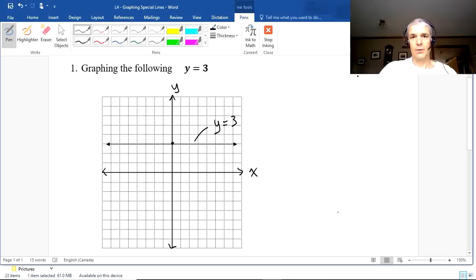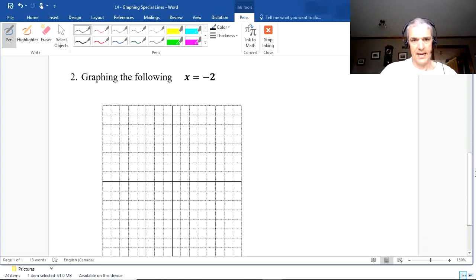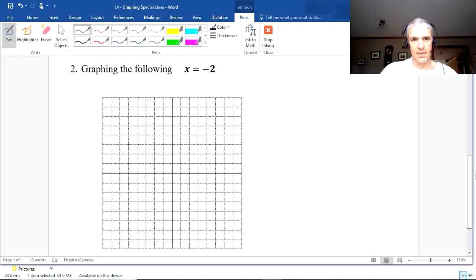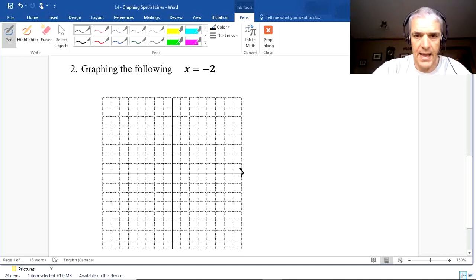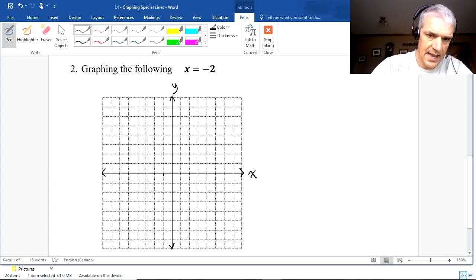Now we can do x equals something too. In this particular case, I chose the number x equals minus 2, just to do a negative as well. The same basic premise applies. First thing I'm going to do is label my axes like so. I'm going to put x here and y here. I'm going to ask myself, where does x equal minus 2? Well, x is along this axis, so it's along the x-axis.